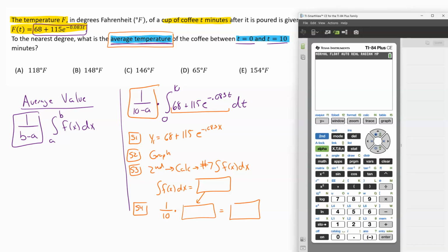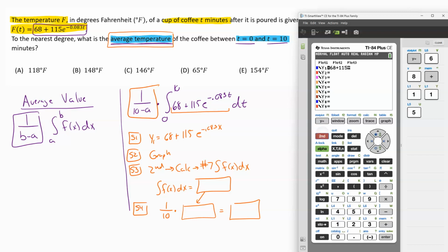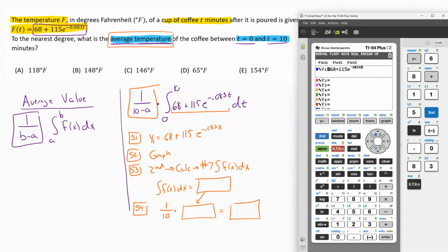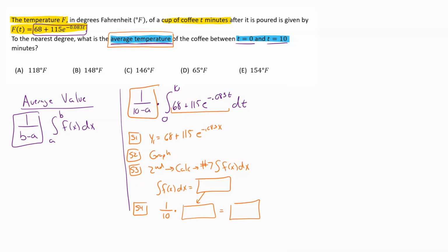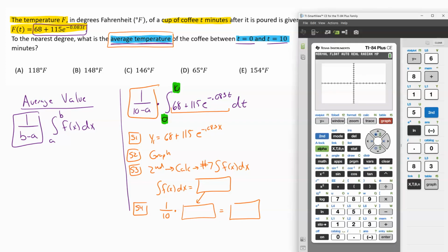So I open up the calculator, I go to my y equals, I type in the equation that they give me, so 68 plus 115 e to the negative 0.083 and then x. And now I'm going to graph it. And I don't even really care if I can see the graph. The key on this is just making sure that my x window is large enough to enter in these bounds here. So as long as my x window is big enough, I don't even need to see the graph. So from there, I've graphed it. Now I go to step 3.